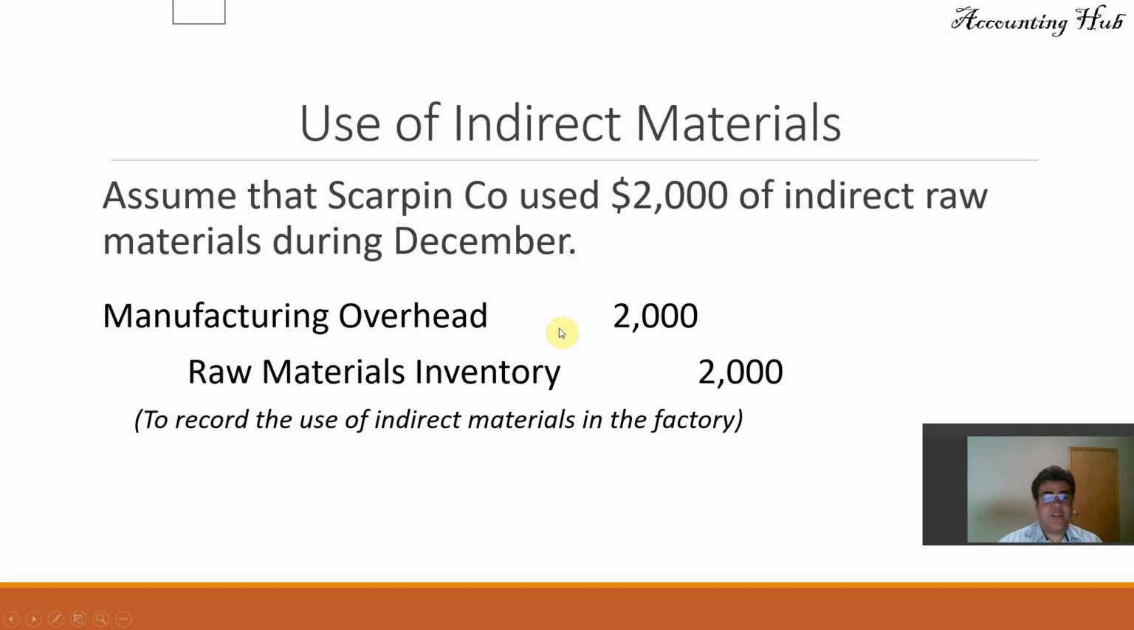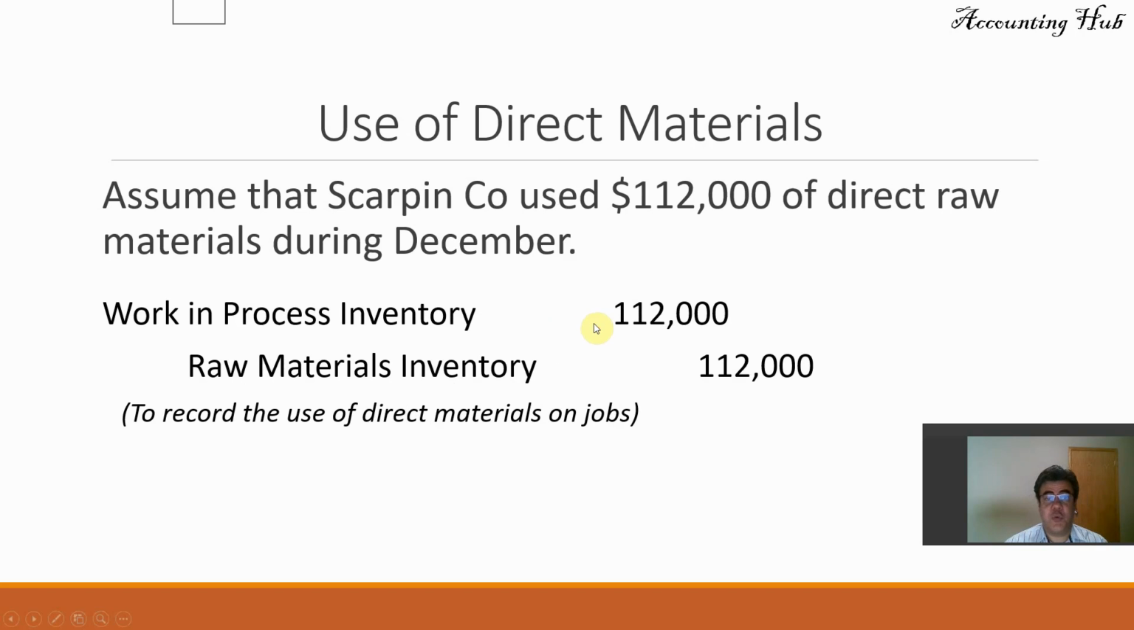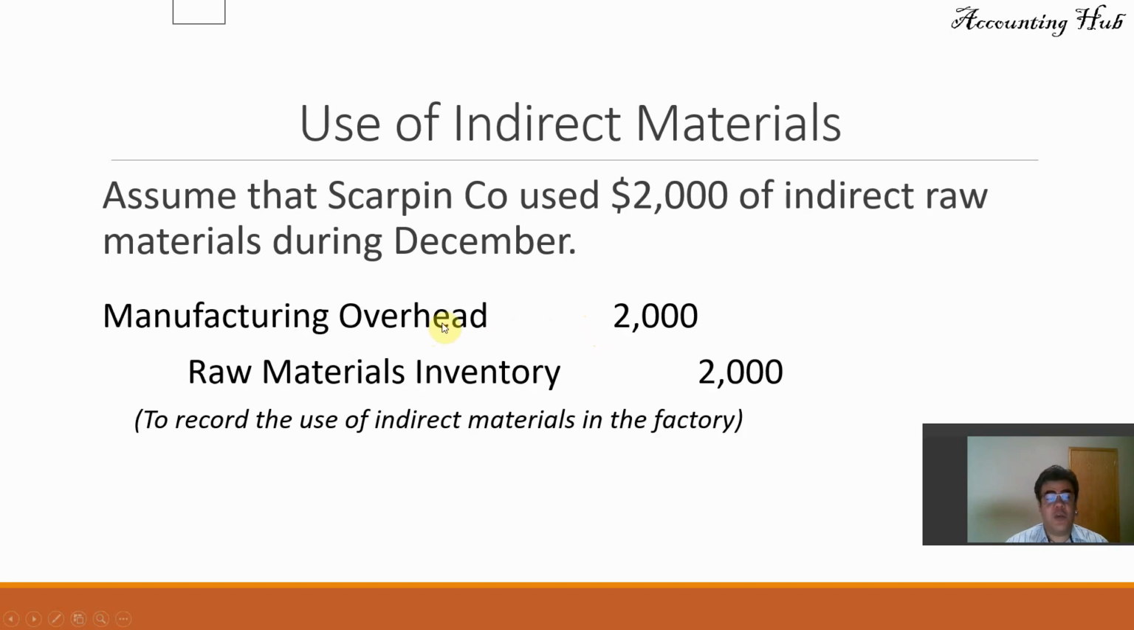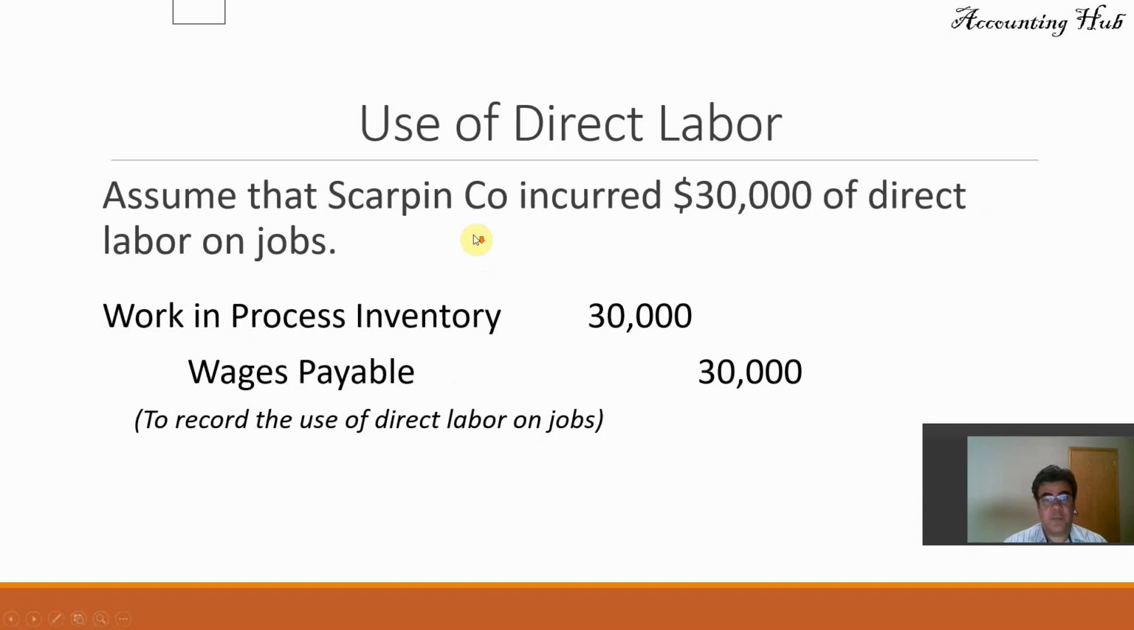And then let's do indirect materials. Same. However, indirect materials, it is manufacturing overhead. So we are debiting manufacturing overhead, we are crediting raw materials inventory. So when we use direct materials, it is work in process inventory. When we use indirect materials, it is indirect, so it is manufacturing overhead.